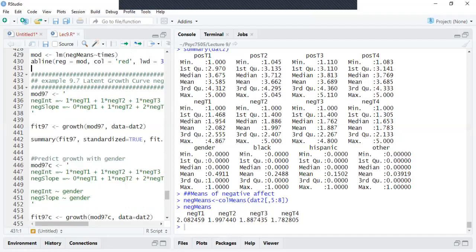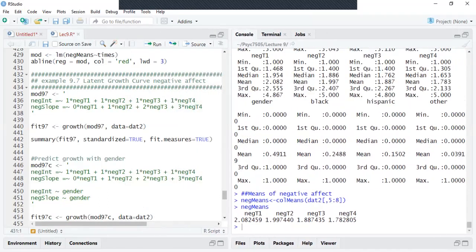Instead, I want to move to talking about syntax and outcomes for growth models. So for a growth model, here model 97, we only specify the intercept and the slope. We have a latent variable that's the intercept, and as a reminder, every item loads on the intercept. In this case, our items are negative affect measured at time 1, 2, 3, and 4, and the loadings are fixed to 1 for every single item. So the intercept is going to represent scores on negative affect when time equals 0.